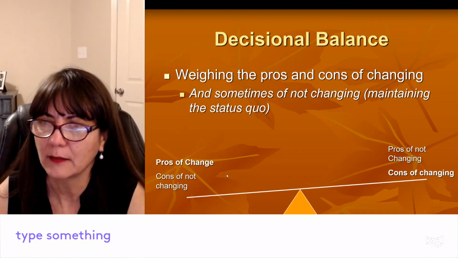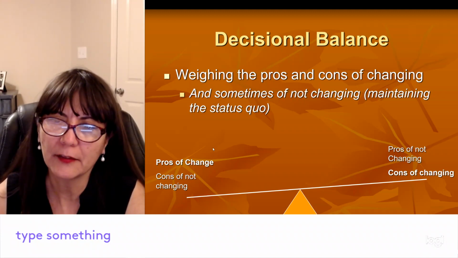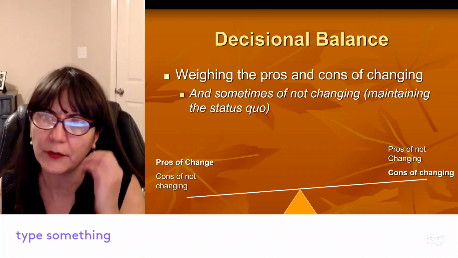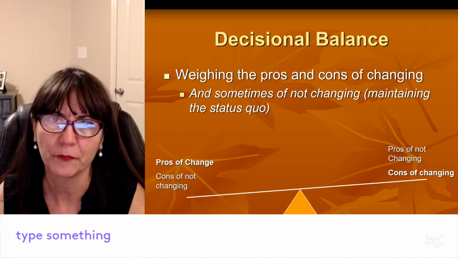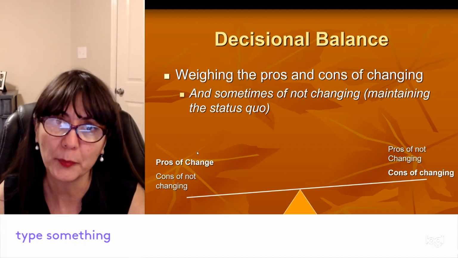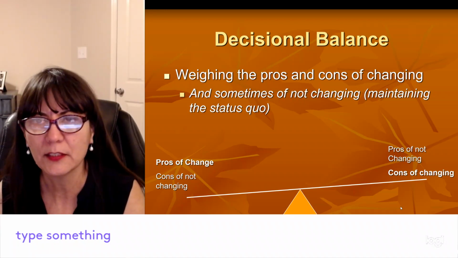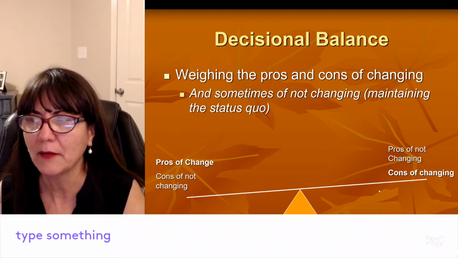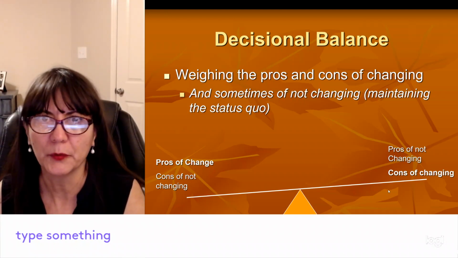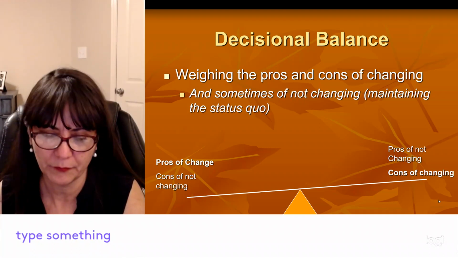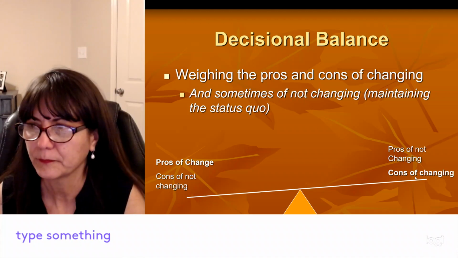Okay, so when you're trying to move people out of the pre-contemplation stage, you have to kind of share the pros of changing their behavior, or make them think about what would be the pros of changing their behavior. Once they're in the contemplation stage, you have to reduce the cons of changing. Okay.